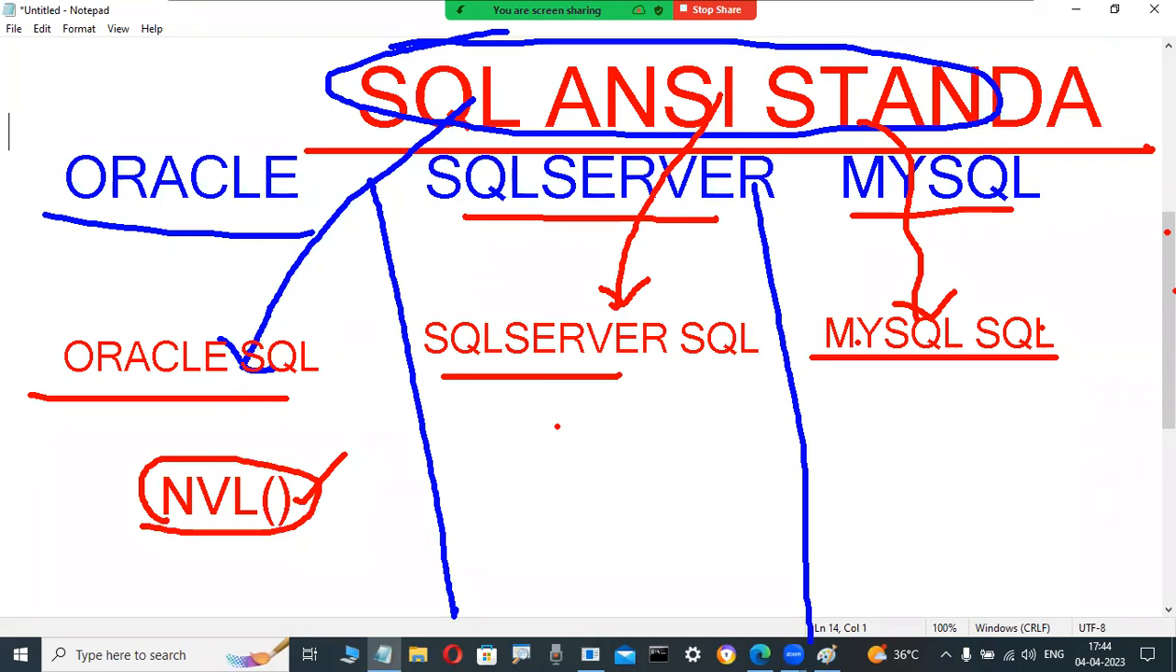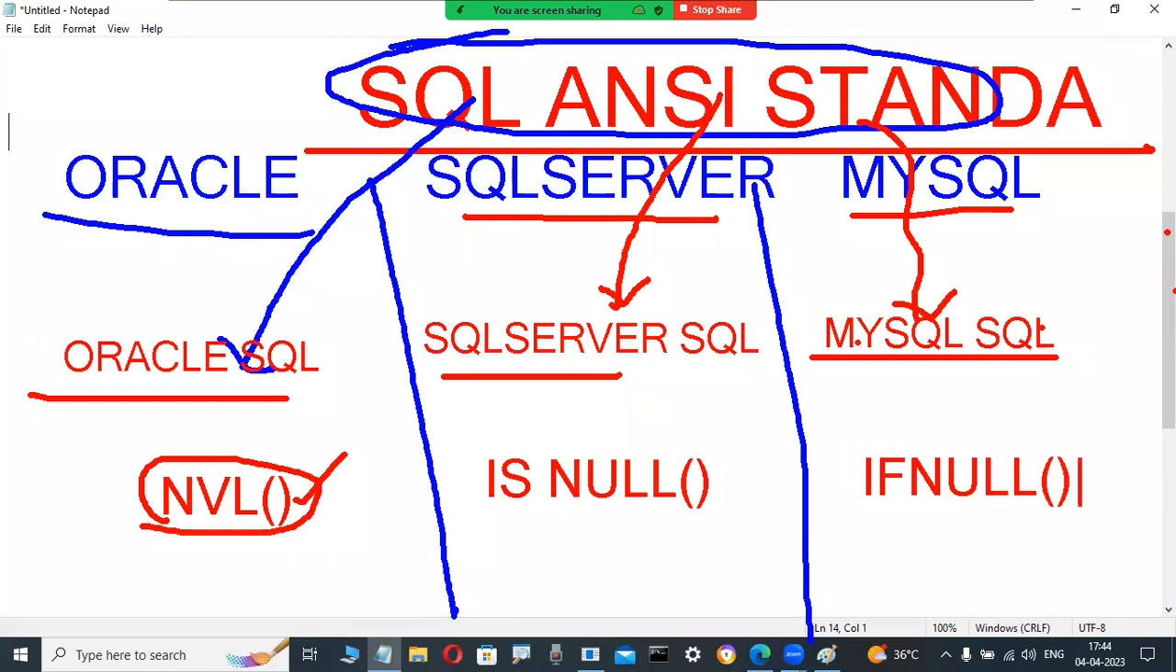Already same like C++ and Java. Here the NVL function works, but in SQL Server there is the ISNULL function through which we operate on null values. Conceptually the same, but in MySQL we use IFNULL, a function there. That's why they are different languages. Conceptually same also, syntactically different and functions also different.